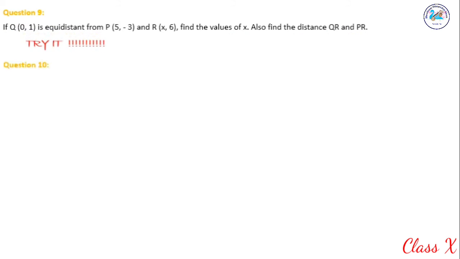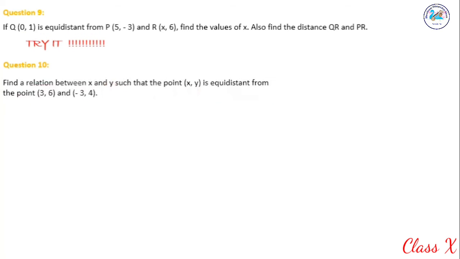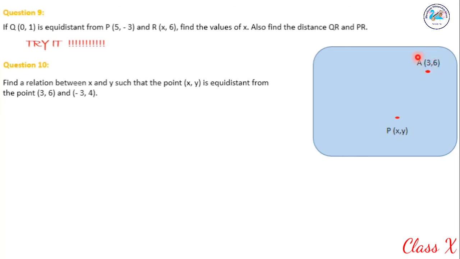The last question of this exercise, question number 10. The question is, find a relation between x and y such that the point (x, y) is equidistant from the points (3, 6) and (minus 3, 4). Let us have a visualization of this question. There is a point (x, y), I label it as P, and another point (3, 6) I have taken as A, and one more point that is (minus 3, 4) I have taken as B. According to the condition, the P to A distance and P to B distance, that means PA and PB, are the same, equidistant. That is what the question is.